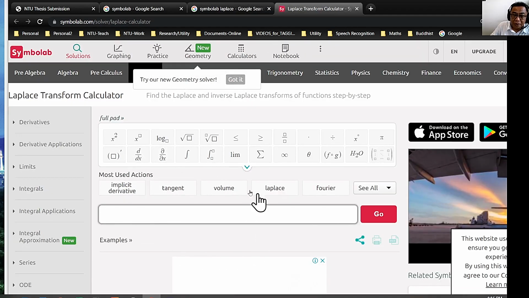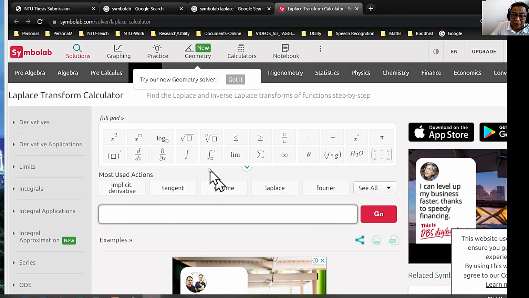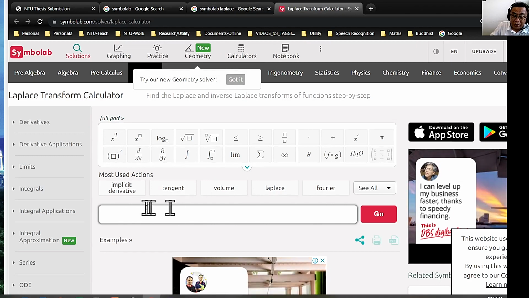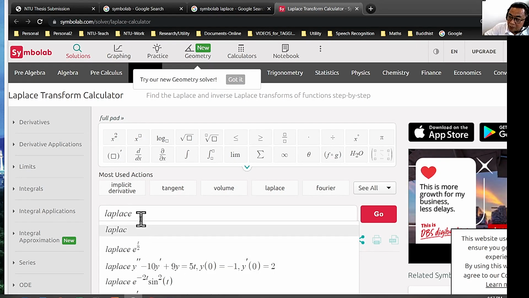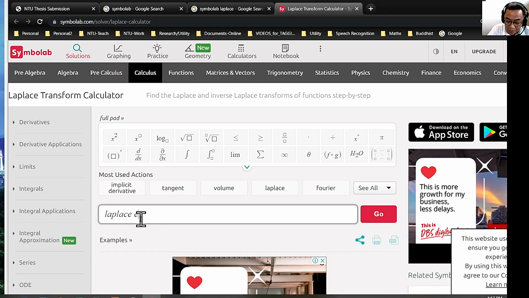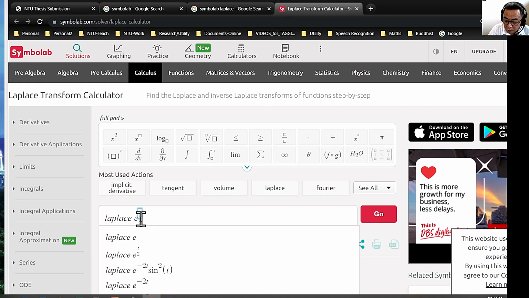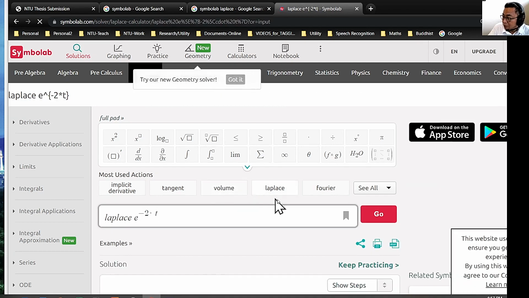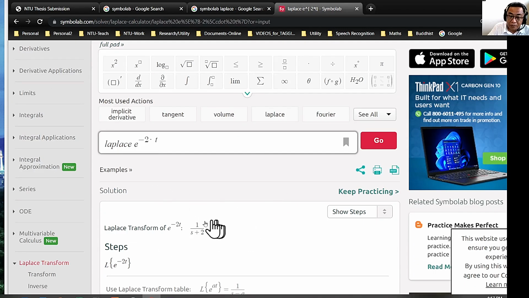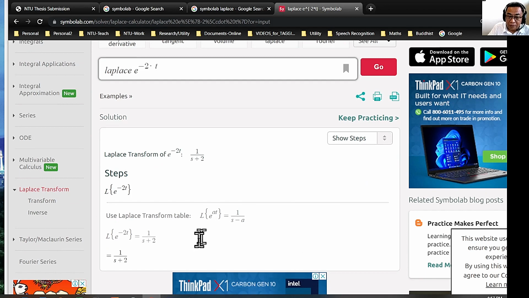You'll now be presented with this Laplace transform calculator, and you can enter your function here. To use it, you must type the command Laplace followed by the function you are interested in. For example, exponential of minus 2 times t. The answer should be 1 over s plus 2. Press go, and the answer comes out 1 over s plus 2 over here. In fact, it shows you the working as well if needed.